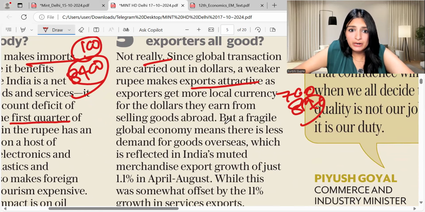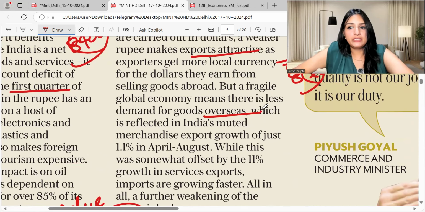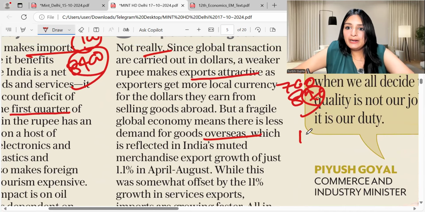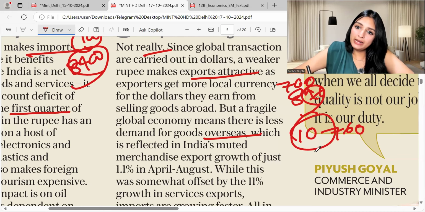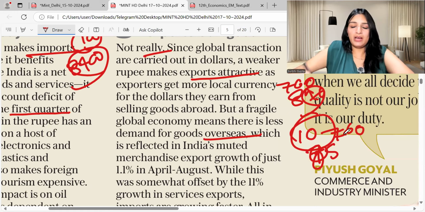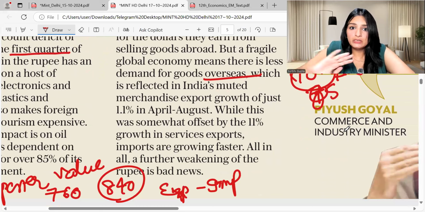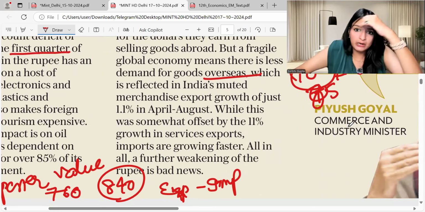ओके, बट अ फ्रेजाइल ग्लोबल इकोनॉमी मीन्स देयर इज लेस डिमांड फॉर गुड्स ओवरसीज. पर अब क्या हो रहा है, अगेन आपके एक्सपोर्ट का तो बढ़ गया, पर अगर आप पहले 10 यूनिट्स बेच रहे थे जिसके अगेंस्ट आप 760 कर रहे थे, आपकी डिमांड इतनी है ही नहीं बाहर गुड्स की. आपकी वो डिमांड अगर रह गई सपोजिटली 7, या रह गई 5, तो आपका एक्सपोर्ट बिल उतना नहीं बढ़ेगा. तो इट इज नॉट नेसेसरीली अ वेरी गुड न्यूज, बिकॉज देयर इज जियो पॉलिटिकल इश्यूज ही तो है यार. तो हमारे गुड का डिमांड नहीं हो रहा है ना बाहर, ठीक है?